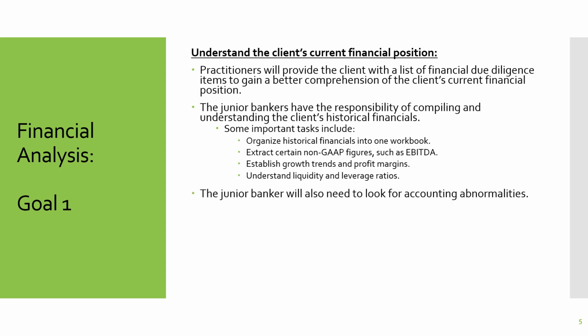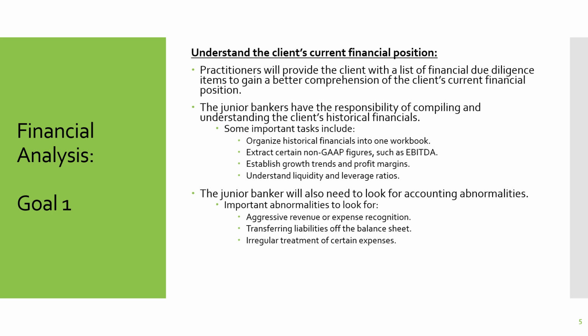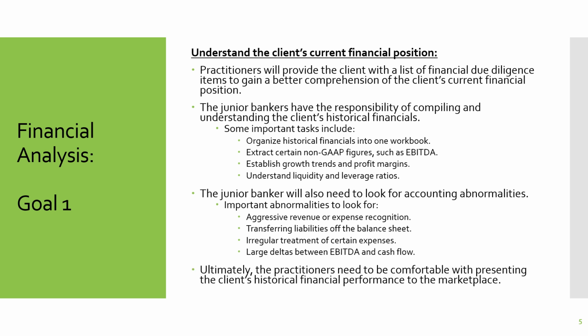The junior banker will also need to look out for accounting abnormalities. Important abnormalities to look out for: aggressive revenue or expense recognition, transferring liabilities off the balance sheet, irregular treatment of certain expenses, large deltas between EBITDA and cash flow. Ultimately, the practitioners need to be comfortable with presenting the client's historical financial performance to the marketplace.